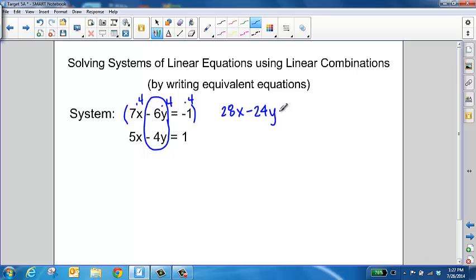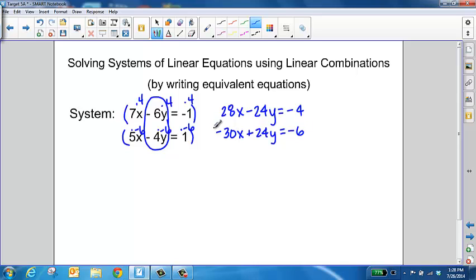minus 24y equals -4. So now the coefficient for our y term is -24, which means we want to get the coefficient down here to be a positive 24. In order for that to become a positive 24, we need to multiply by -6. And since we're going to multiply one piece by -6, you have to multiply all pieces of the equation by -6. So we're going to end up with negative 30x plus 24y equals -6. So now as you can see, our y terms now have opposite coefficients.